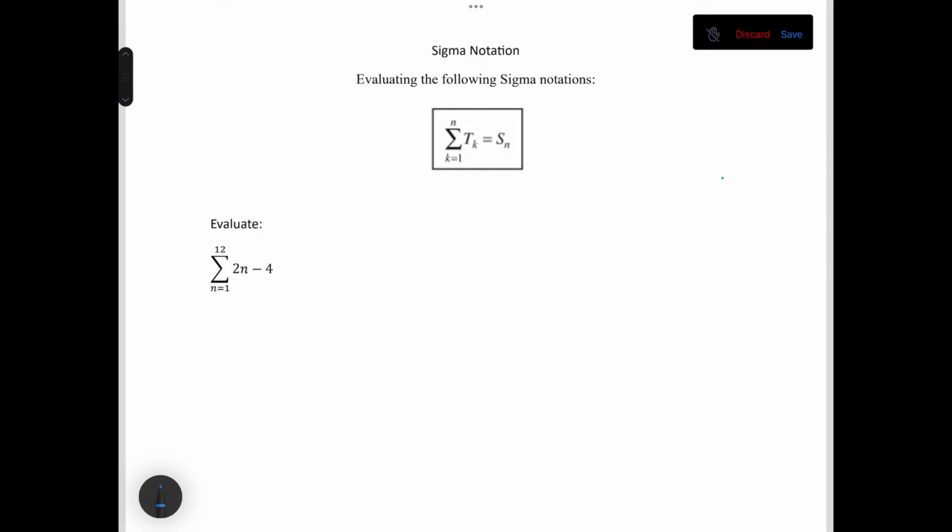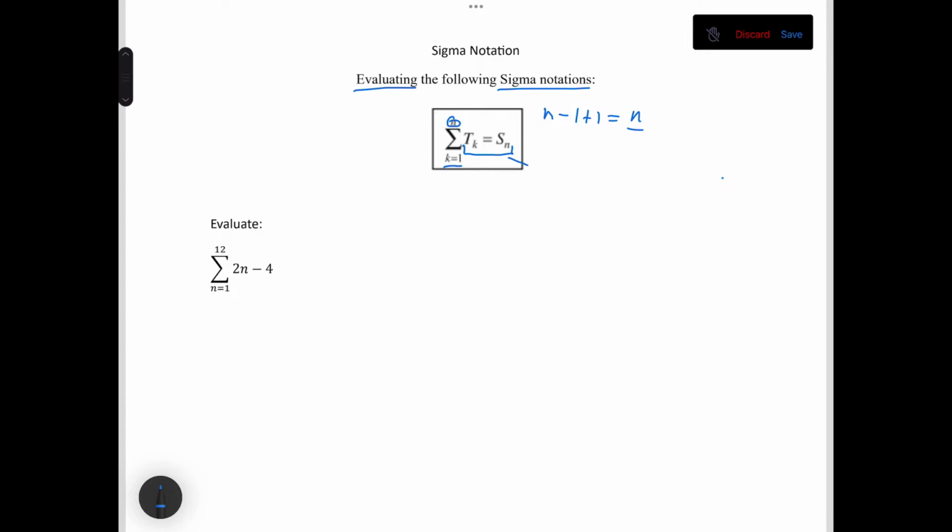Welcome to a lesson on sigma notation, evaluating sigma notations. The n on top there is the number of terms, and the number at the bottom is where the terms start. So n is n minus 1 where it starts plus 1, and therefore that will give you the amount of terms. I'll show you later an example of this.